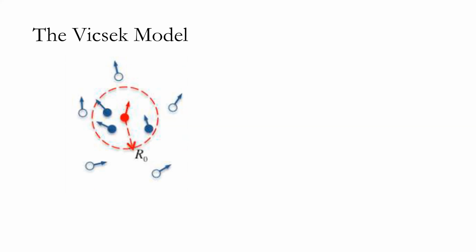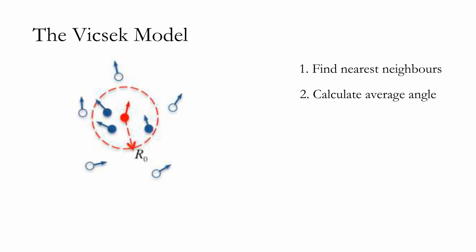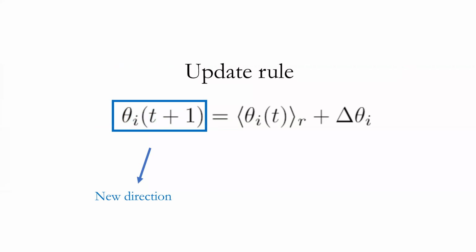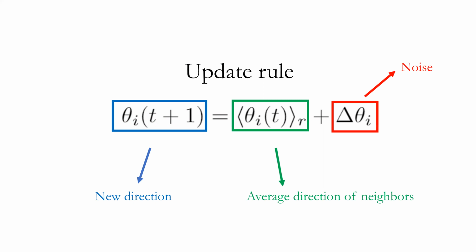Thus, the Vicsek algorithm can be explained in a few simple steps. For a given bird, we first find all of its nearest neighbors. Then, we calculate the average angle or the direction of velocity. And then, we align the angle of velocity for the given bird while incorporating some noise. Thus, we get the velocity angle update rule as follows. This noise is drawn from a random uniform distribution.